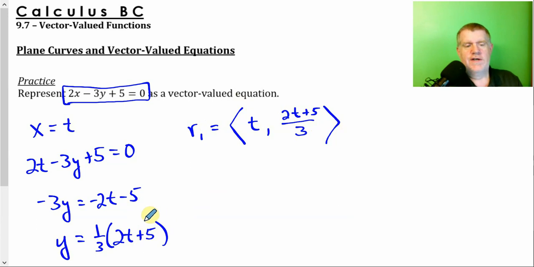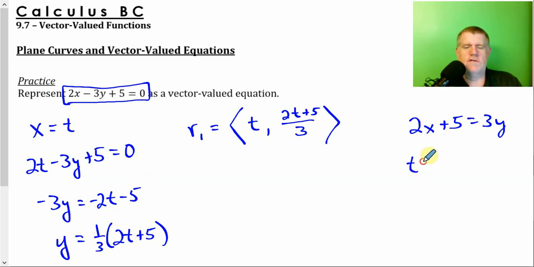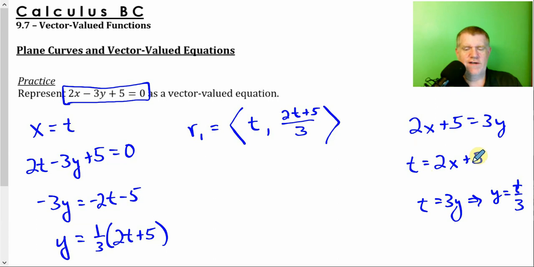Now this is not the only way to represent this as a vector-valued function. No, you have an infinite, actually, number of answers. You can let things equal anything. What I mean by that is, let's take this equation. I'll do another one. This time I'm going to add 3y to both sides from the beginning. So now I'm going to let t equal 2x plus 5, which means that I'm going to substitute 2x plus 5 for t. t equals 3y. So if I solve this equation, I get y equals t over 3. And if I solve this equation for x, let's see, I get t minus 5, so it would be (t minus 5) over 2.